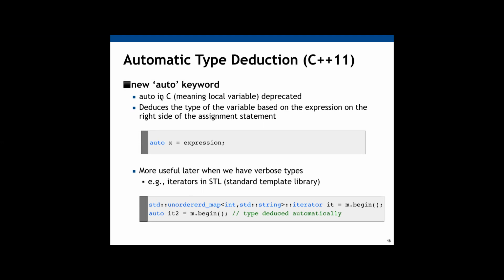The auto keyword also exists in C, but the auto keyword in C is a completely different one. In C, auto means local variables. But since it is deprecated, don't worry about it, don't use it. Just use auto in C++ programs. So let's look at a very simple example code of auto.